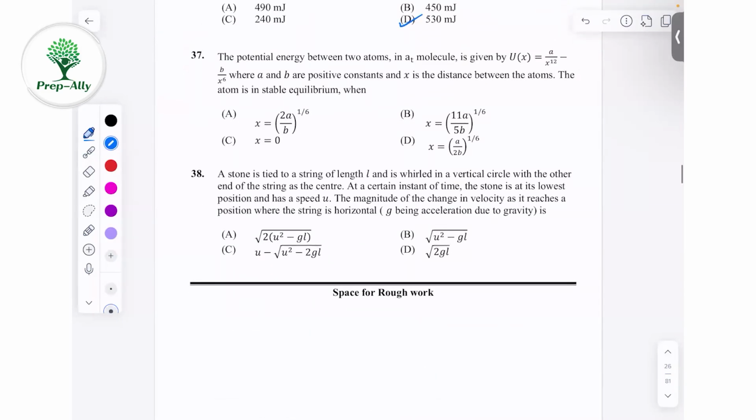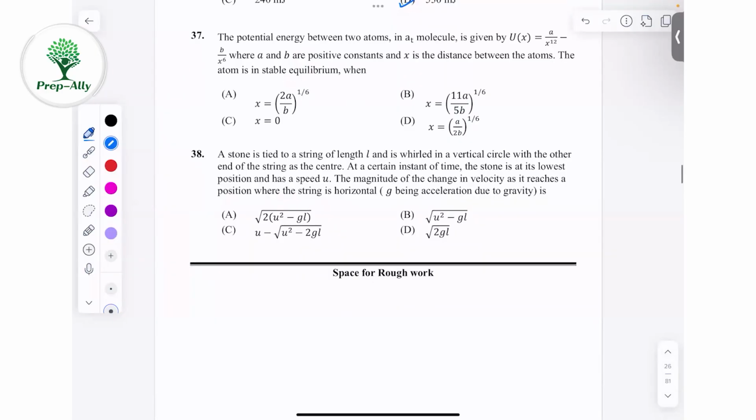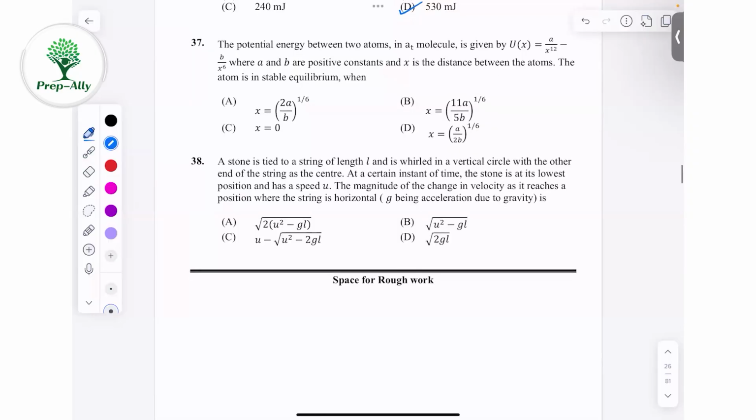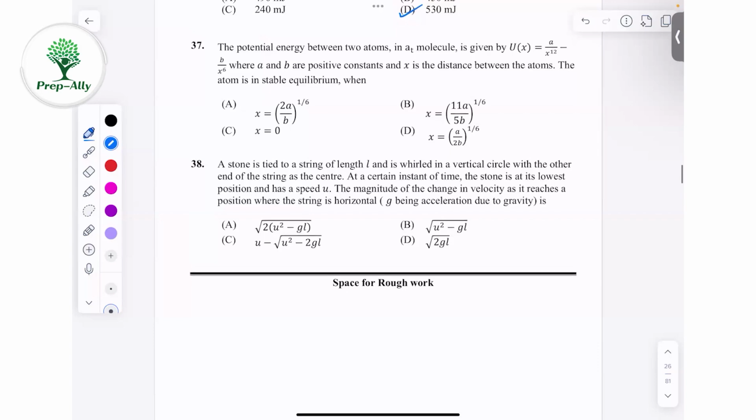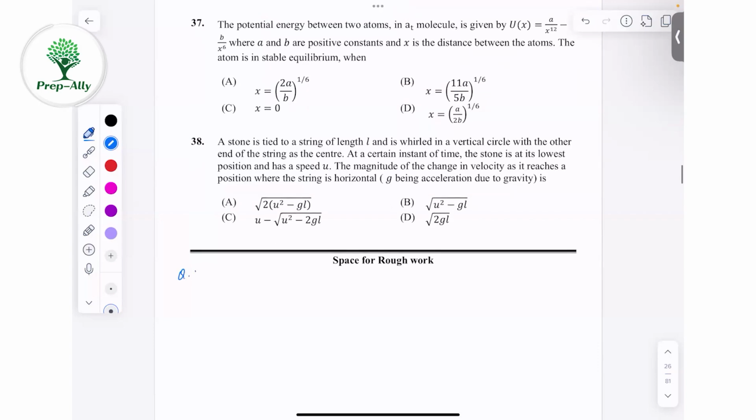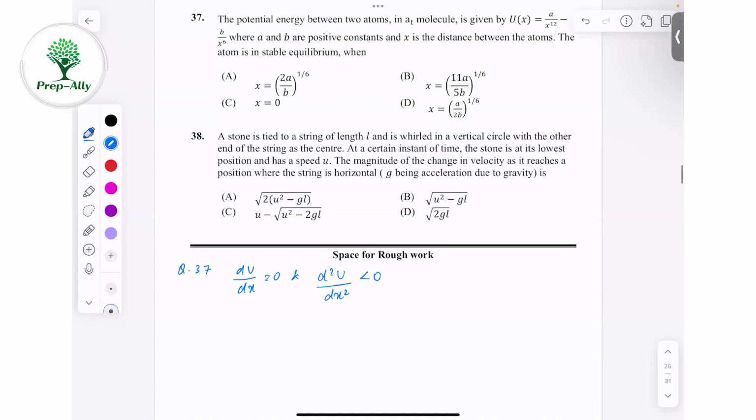Question 37. The potential energy between two atoms in a molecule is given by this function. We've been given the potential energy function here. The atom is in stable equilibrium when? Now, what do we mean by stable equilibrium? When the energy in the body is minimum, or we can say du by dx is 0 and d square u by dx square is maximum, is negative, sorry. That is when energy is minimum.